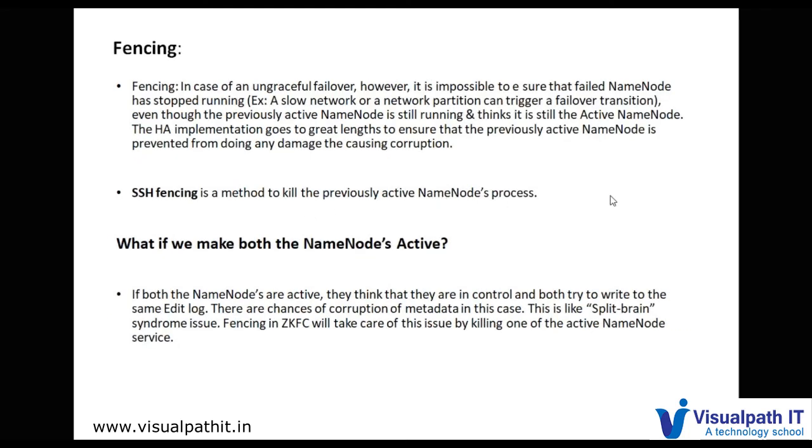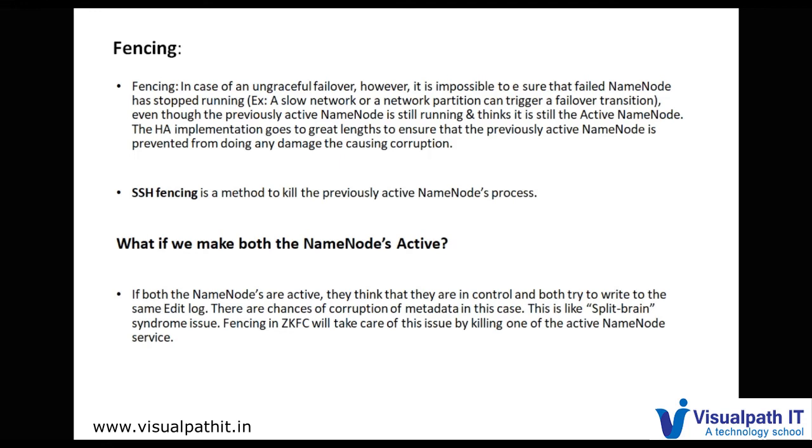So, fencing. In case of an ungraceful failover, it is impossible to ensure that the failed NameNode has stopped running. For example, in some scenarios with network issues, the NameNode is still running, but because of the network issue it is not sending the heartbeat to the Zookeeper failover controller.